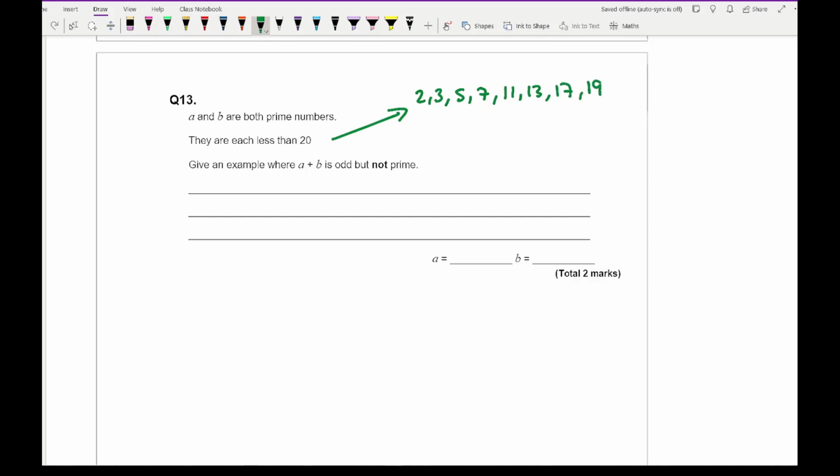So here all we need to do is add any two of these numbers up and show that it's odd but not prime. Because I want it to be an odd number, I'm going to be definitely using the 2. So 2 plus 3 is 5 and 5's prime. 2 plus 5 is 7, that's prime. 2 plus 7 is 9 and that's not prime. So that would be one example.